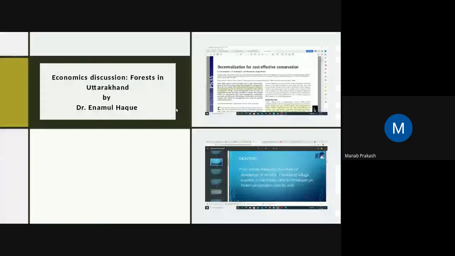And then the next thing was we had a discussion on forests in Uttarakhand by Dr. Emmanuel Hawk, and our colleague from Bhutan will discuss this slide.